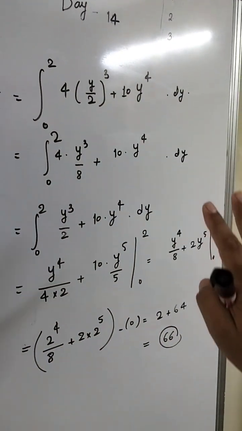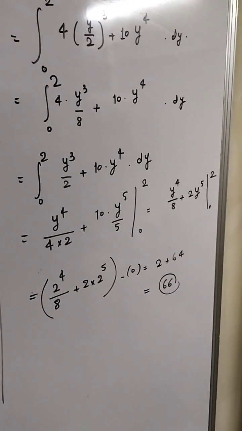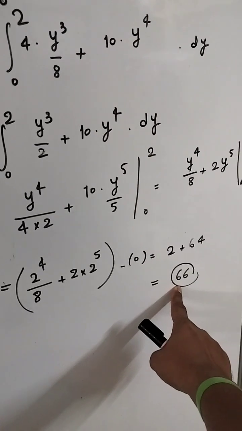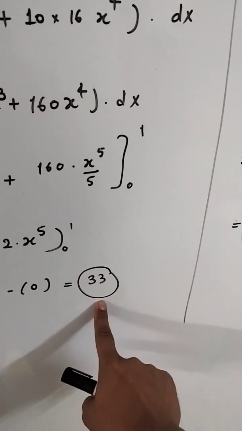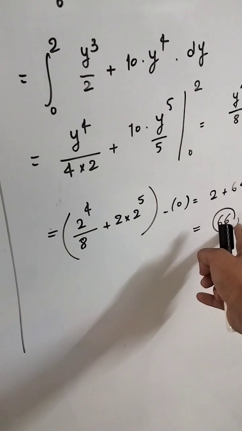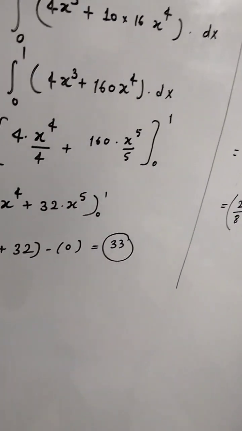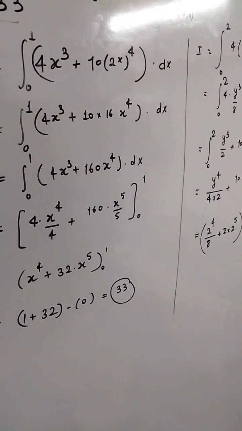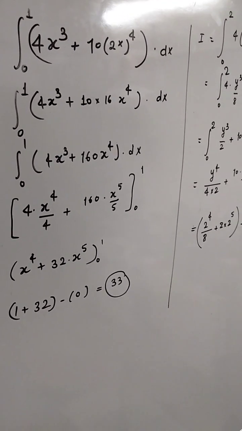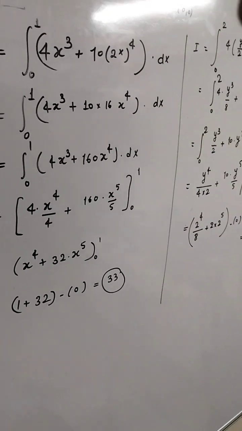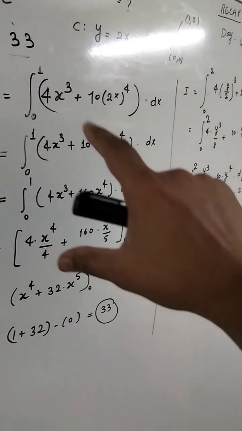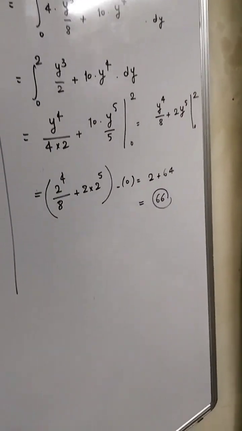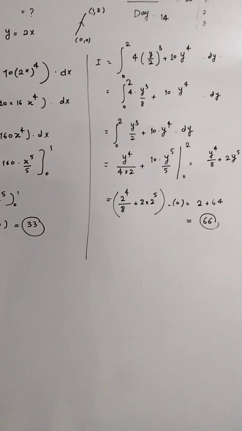You can do it by yourself, or you can take a screenshot. I solved it. You can also solve it. And the answer will come 66. It was 33. It was 66. In mathematics, there is no such constraint that you can only change into x. If you can change all variables into x, you can change all variables into y also. And it is very clear.